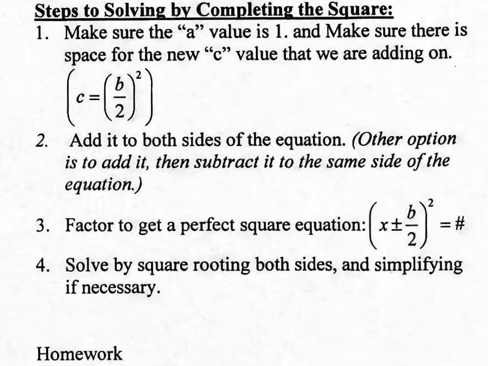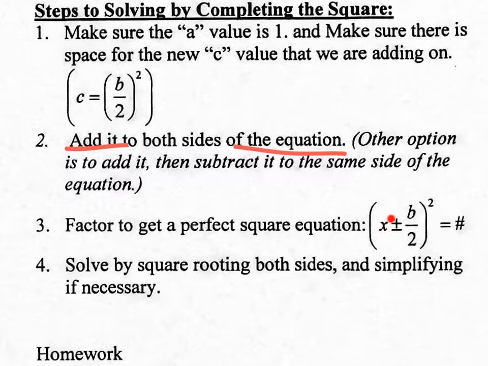You guys don't have to really worry about what it says right here in parentheses. Just remember this. Add it to both sides of the equation. I kind of crossed it out. I'm sorry. Add it to both sides of the equation in order to maintain the balance. And then it says factor to get a perfect square equation, which will be a binomial squared equaling a number.